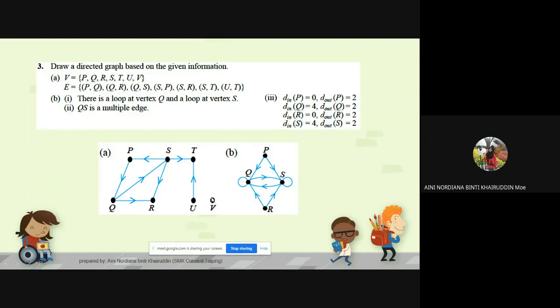So this one indeed has no connection. For B, there is a loop in vertex Q and a loop at vertex S. So at Q and S, there is a loop. QS is the multiple edges. So at Q and S, there is multiple edges. So you can draw from Q to S and S to Q.